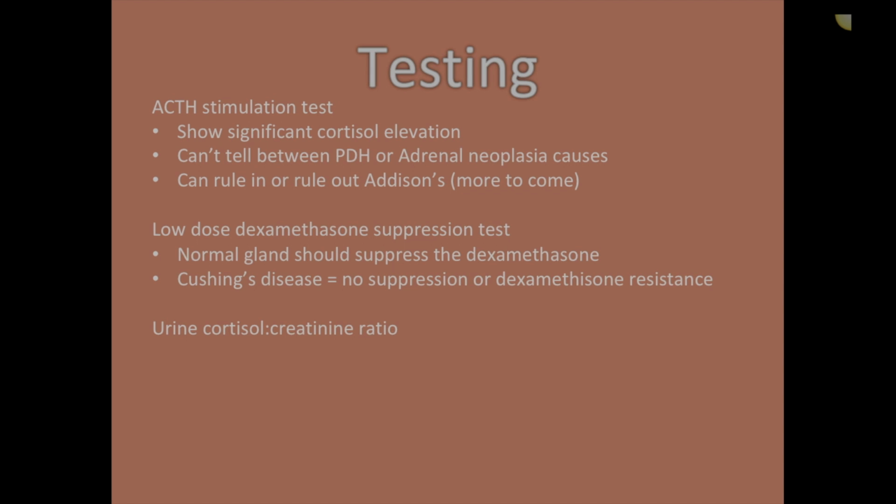Secondary, we might run a low-dose dexamethasone suppression test. A normal gland should suppress with the dexamethasone. In Cushing's disease, there's no suppression, there's dexamethasone resistance.